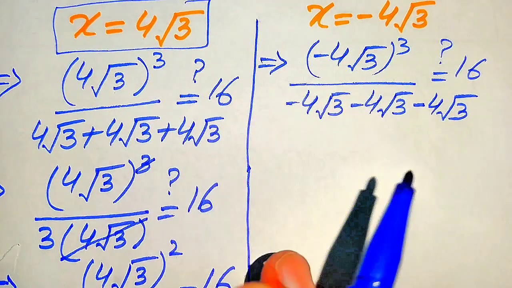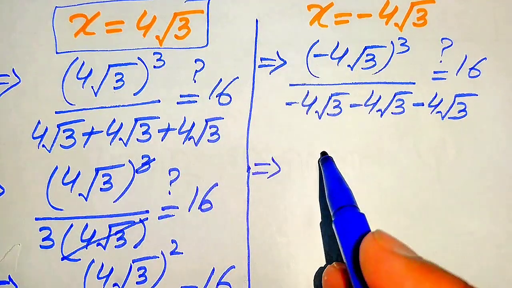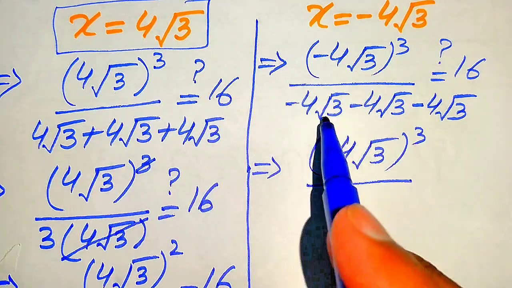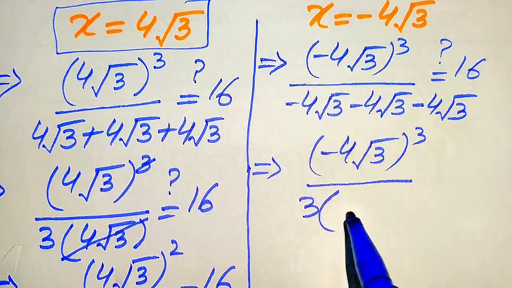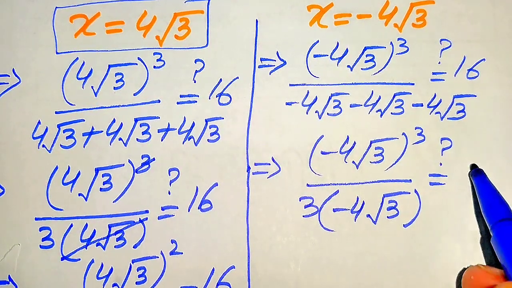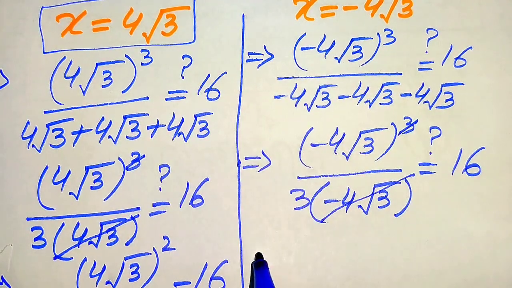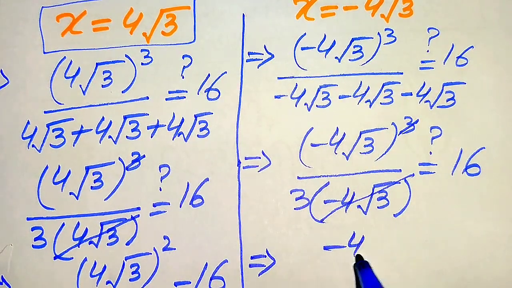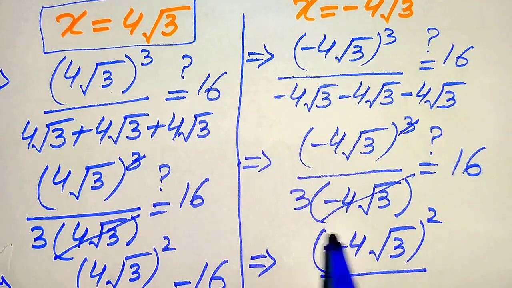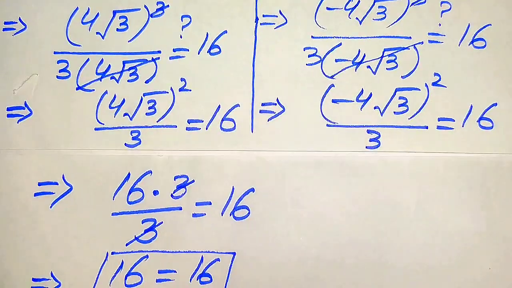Okay, so here we need simplifications, so we apply the same pattern here. It will be written as (minus 4 times the square root of 3) whole cubed, and we write these terms as 3 times minus 4 into the square root of 3, and we check that is this equal to 16 or not. So here in the same pattern this term is cancelled out by one of these terms, and it will be written as (minus 4 times the square root of 3) whole squared divided by, here in the denominator we get 3 only, and this is equal to 16.